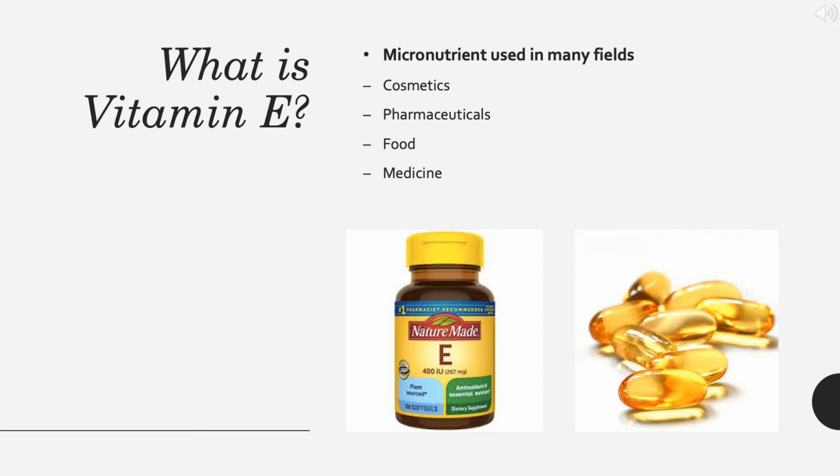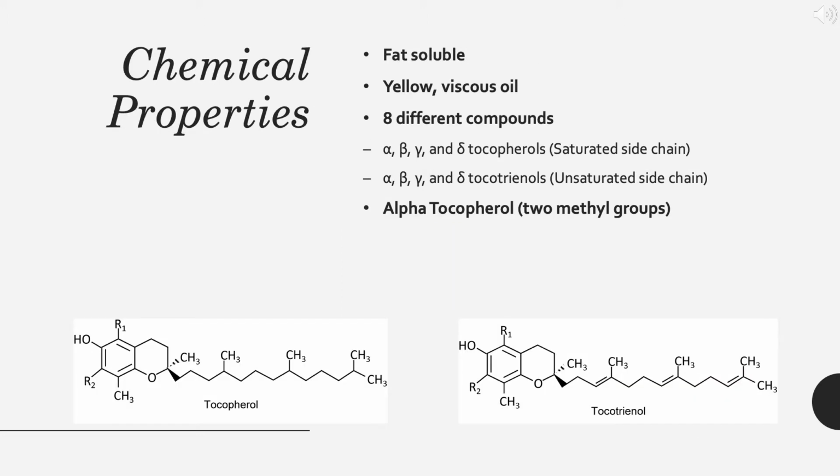Vitamin E is an important micronutrient that humans need to survive, and it's also used in a lot of different fields, including cosmetics, pharmaceuticals, food, and medicine. So I'm going to start off with a little bit about the chemical properties of vitamin E.